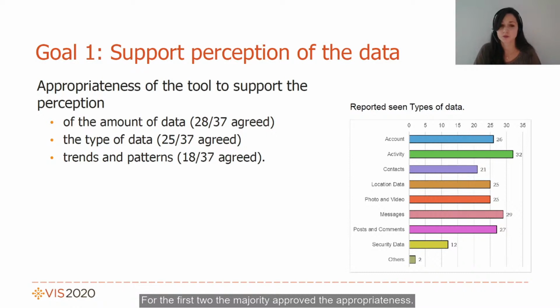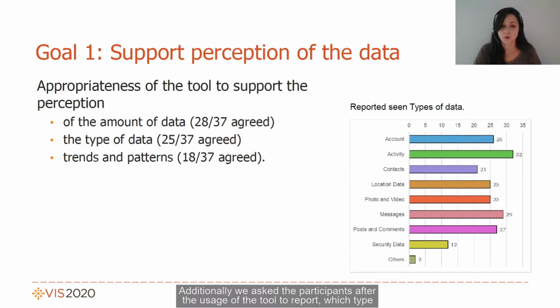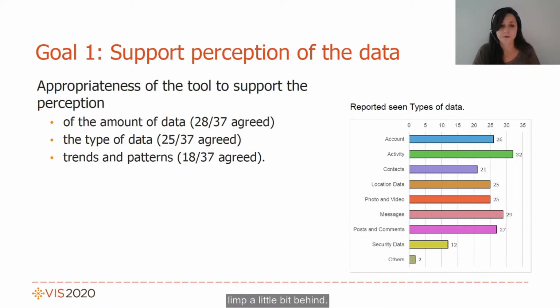For the first two, the majority approved the appropriateness. Additionally, we asked the participants after the usage of the tool to report which types of categories they had seen, and the diagram on the right supports the estimation that the majority of participants was able to perceive the types of data. The estimation concerning the appropriateness to see trends and patterns lags a little bit behind.